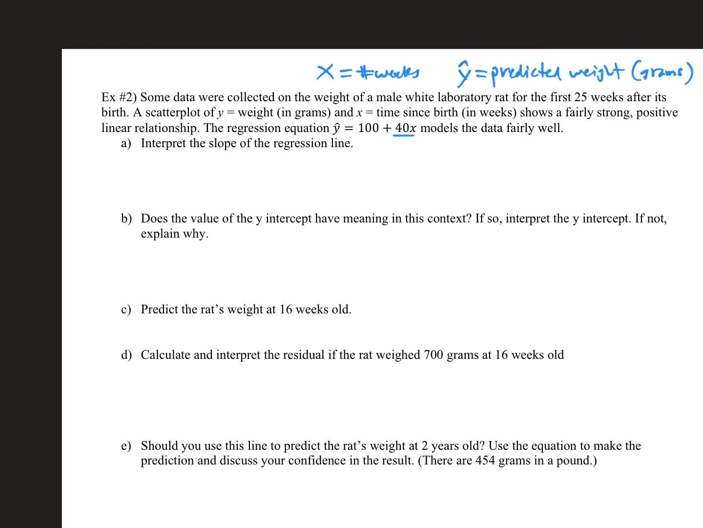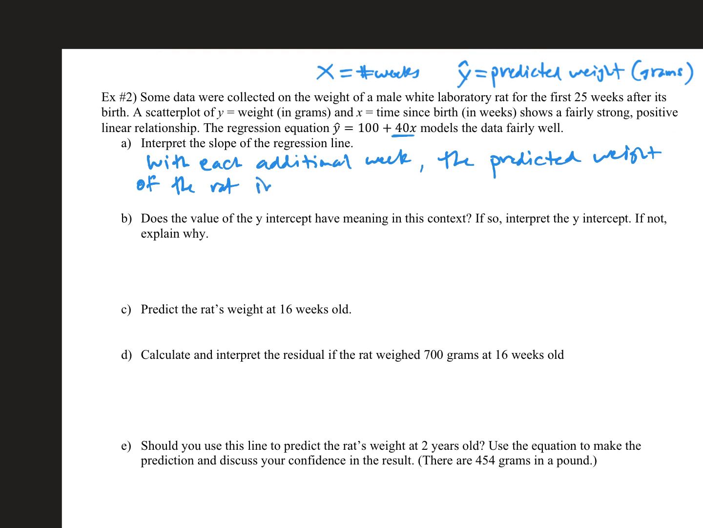Okay, so here we go. Interpret the slope. So with each additional week, the predicted weight of the rat, okay, there's that word again. You're going to use it all the time. Predicted weight of the rat, it's positive 40, so it increases by 40 grams. So the rat's getting bigger and bigger, and this is for the first 25 weeks after its birth.